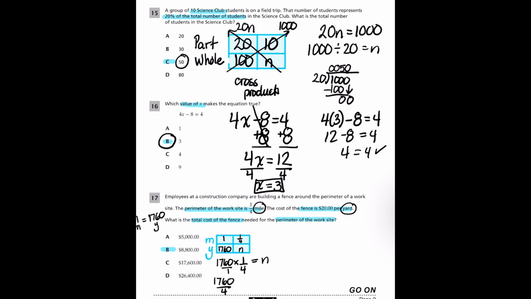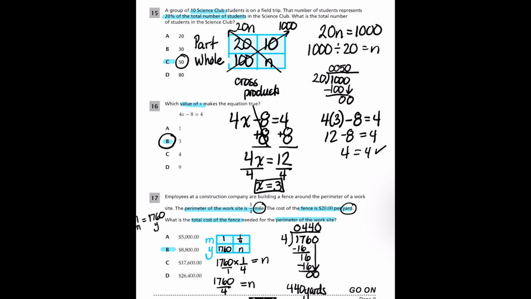Okay, so let's do that long division. Again, I want to give myself space. There's not a lot of space here. 4 into 1,760. 4 can't go into 1. 4 goes into 17 4 times. 4 goes into 16 4 times. And 4 goes into 0 0 times. So I have 440 yards. Okay, and it's $20 per yard.